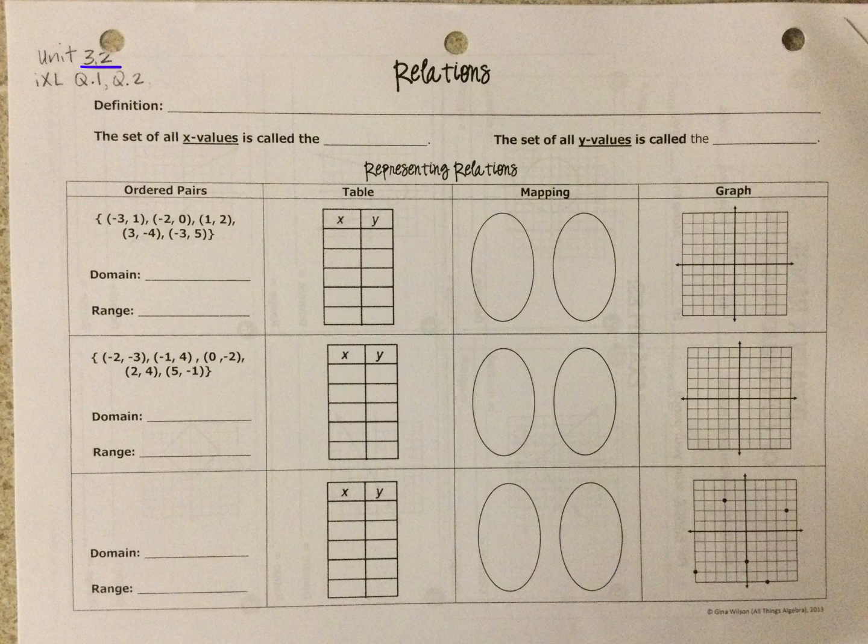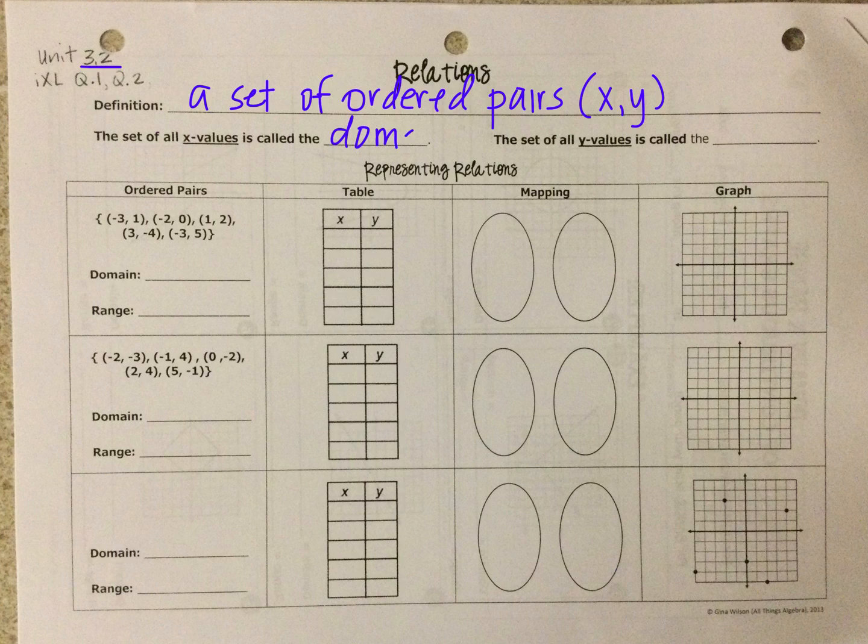All right, these are your 3-2 notes. So we are going to talk about relations. All a relation is a set of ordered pairs, meaning an x and a y value. The set of x values we always call our domain. We talked about this last year. And the y values we call range.